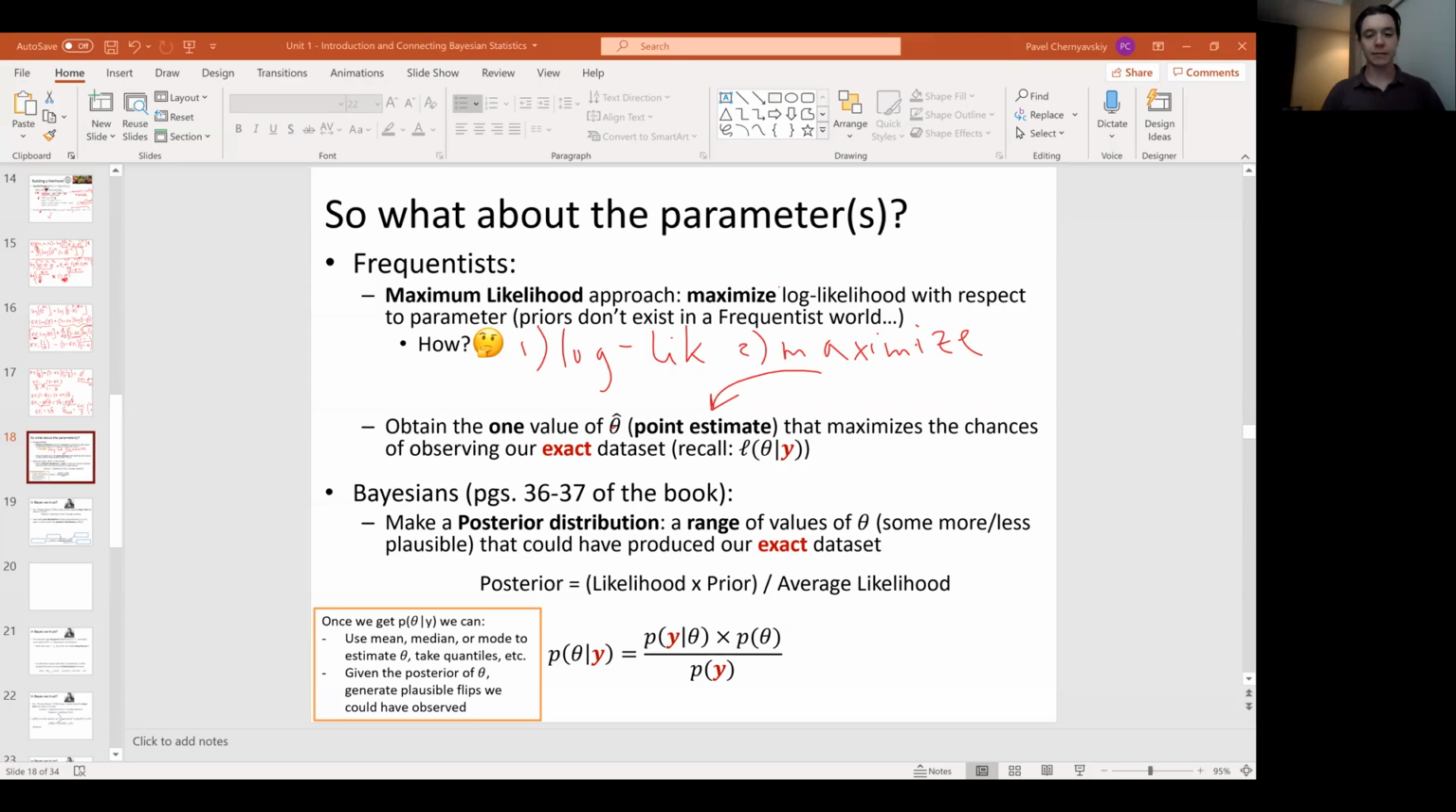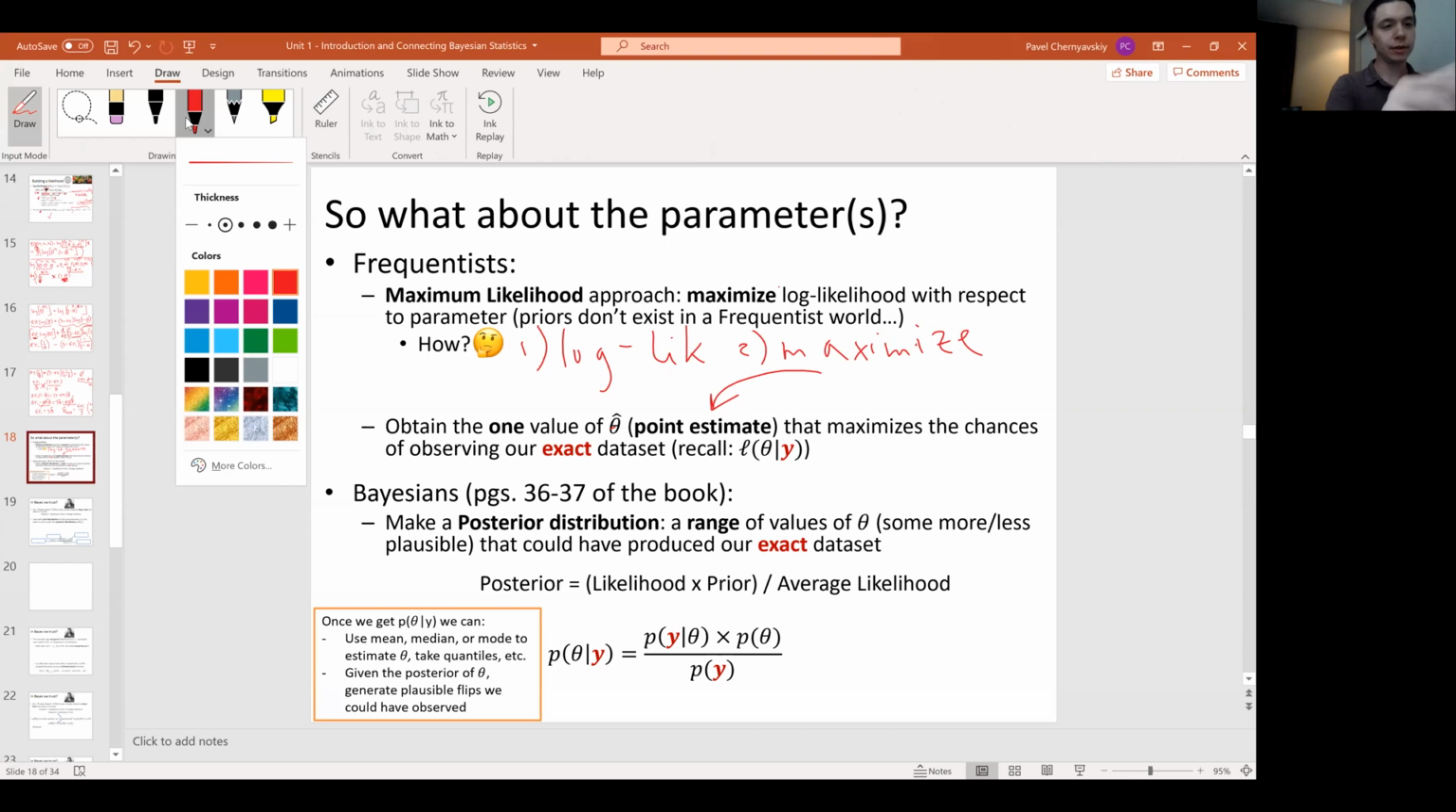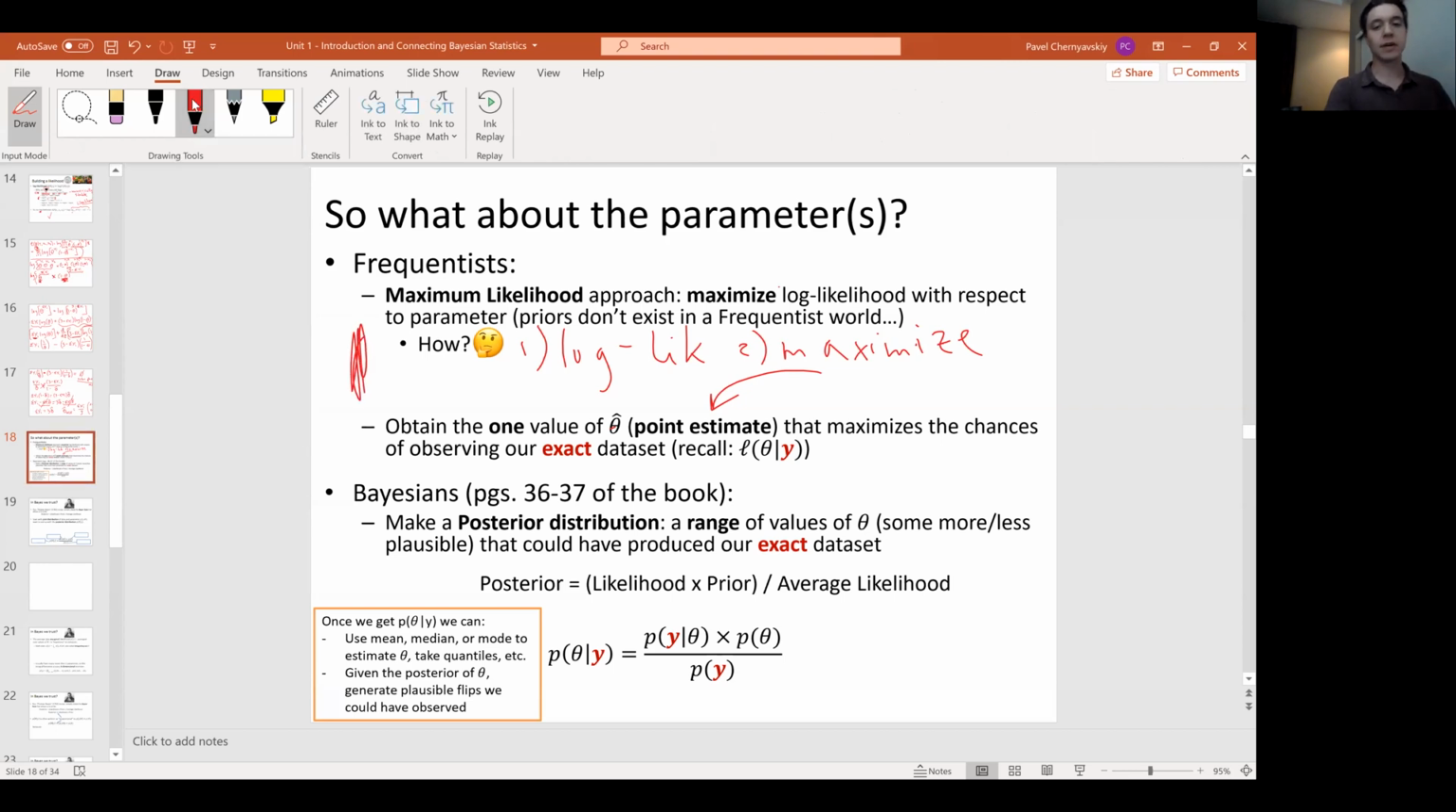Hey guys, welcome back. So in the last video, we ended right on this slide when we showed how to derive a likelihood using the IID assumption that allows us to work with up to n different observations at the same time. Then we said, okay, well, if I'm being a frequentist, I'm going to maximize that log likelihood with respect to the parameter, and that one value is going to be my maximum likelihood estimate.